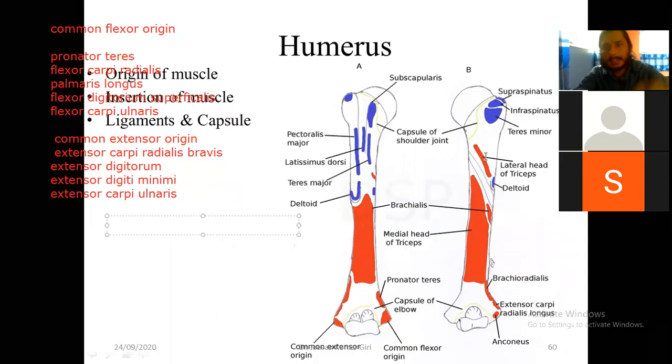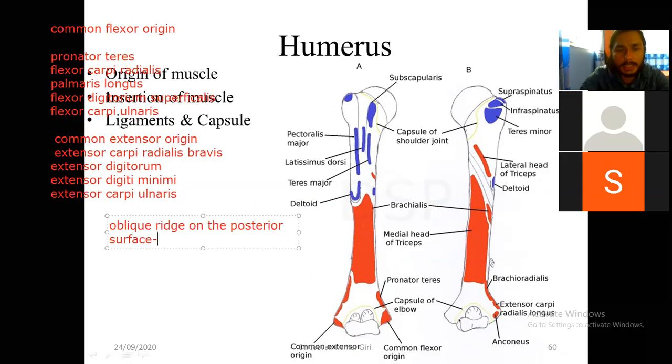Now let's see these muscles. In the posterior aspect, on the posterior surface, one more muscle is there. You will see some features, isn't it? There is the oblique ridge. In the oblique ridge of the posterior surface, you will see the origin of the lateral head of the triceps.